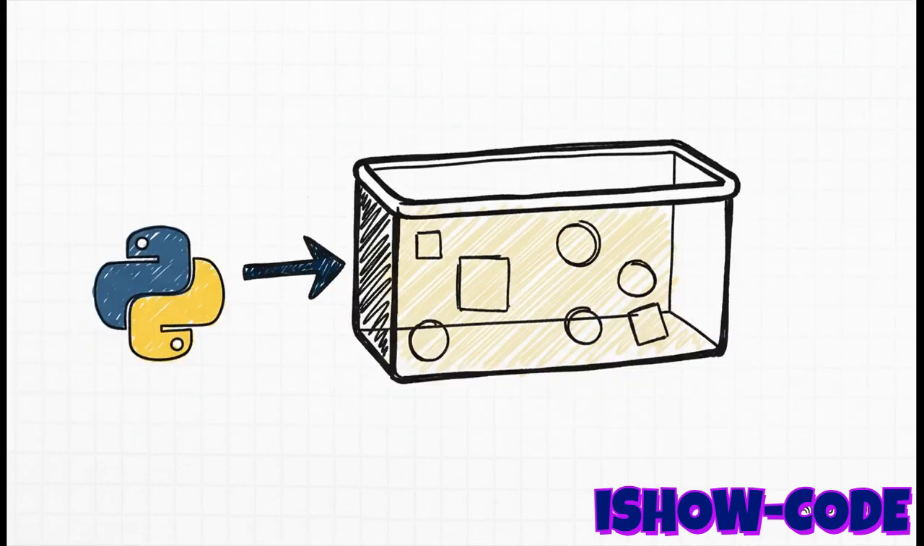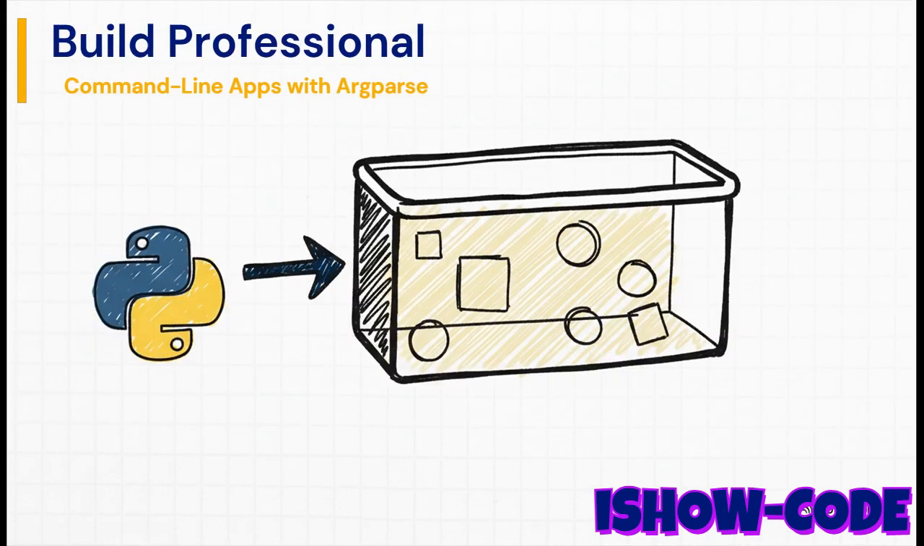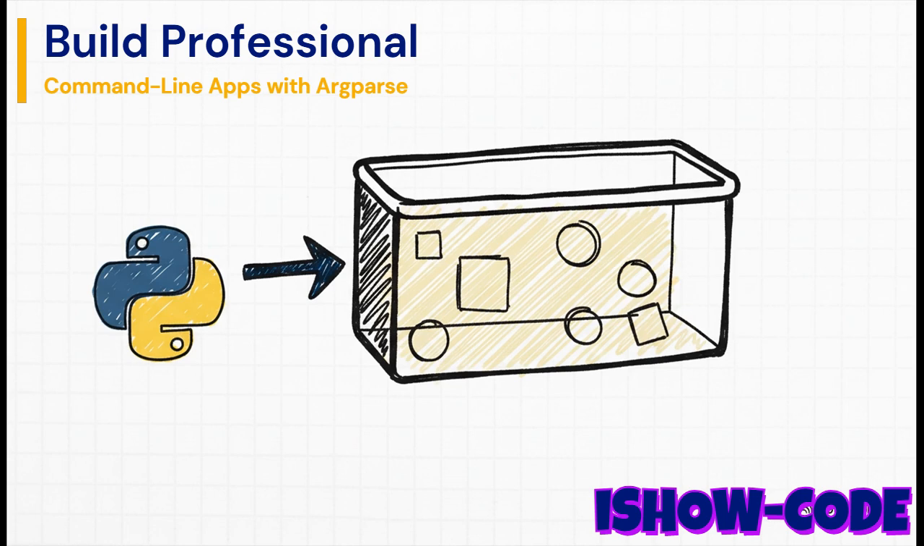All right, step 1, create the parser. First, of course, you import argparse. Then you create this argument parser object. The best way to think about this parser variable is as an empty container. It's the box where we're going to put all the rules and definitions for our new command line tool.